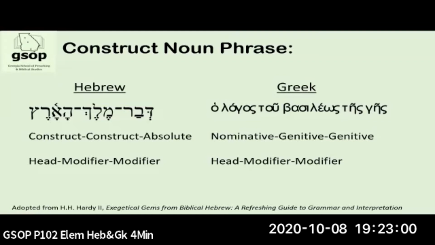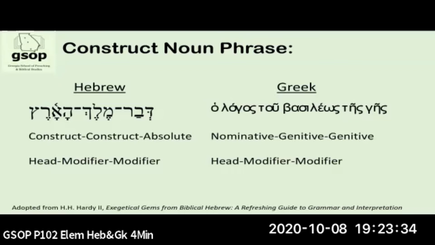It has the article to it, and so it should be the word of the king of the land. I thought I had it written down here. I guess I don't. The word of the king of the land. I know I wrote it, so I don't know what happened to it.